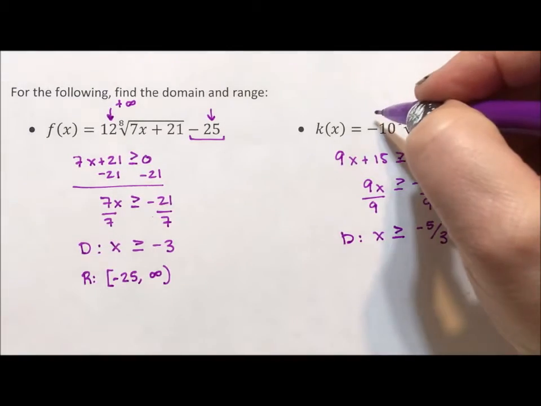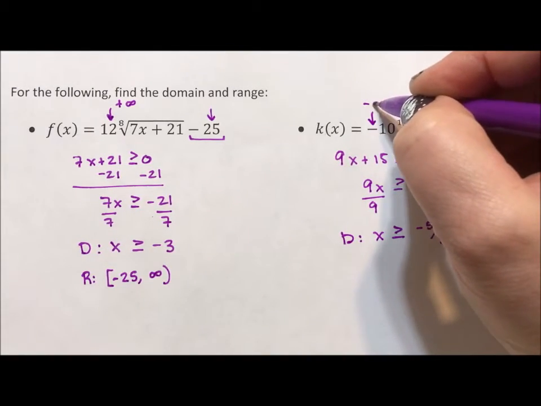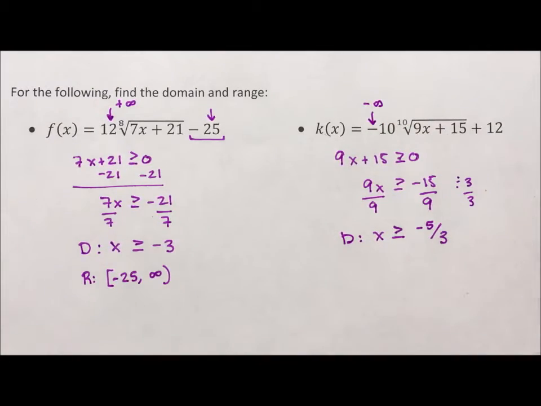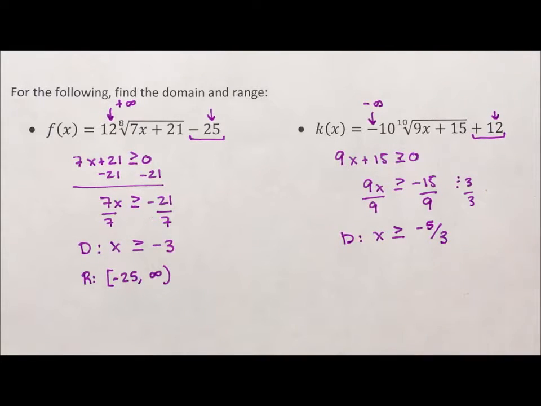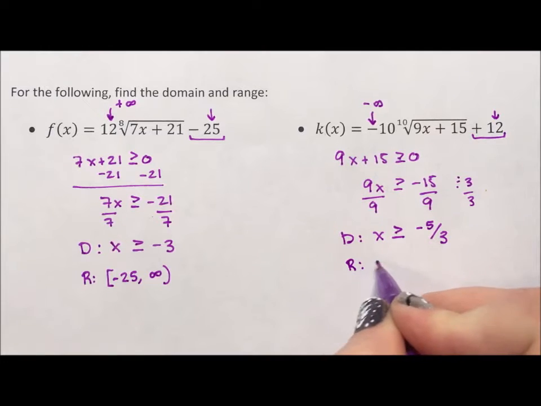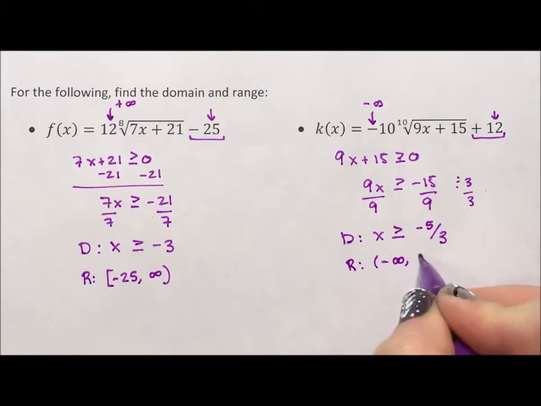For the range, again, I look at the bookends. This 10 is negative, so this graph is going to go to negative infinity, and this 12 will be the other bookend of the range. So the range goes from negative infinity to 12.